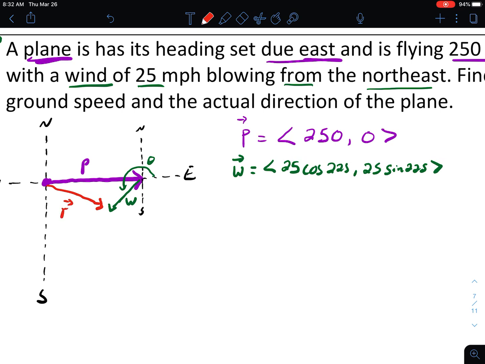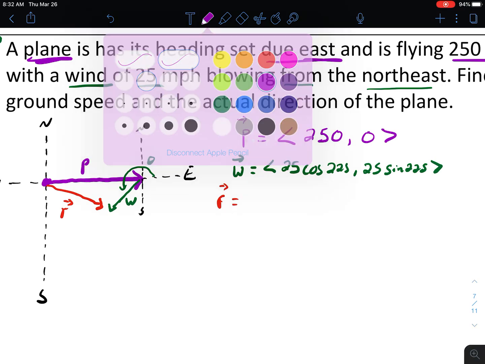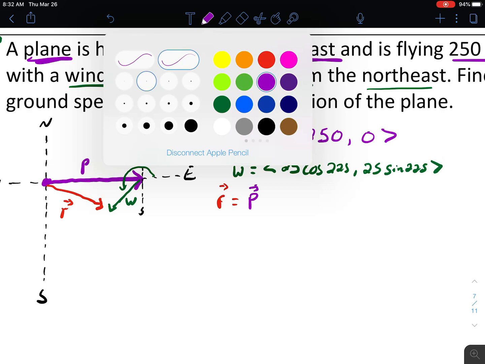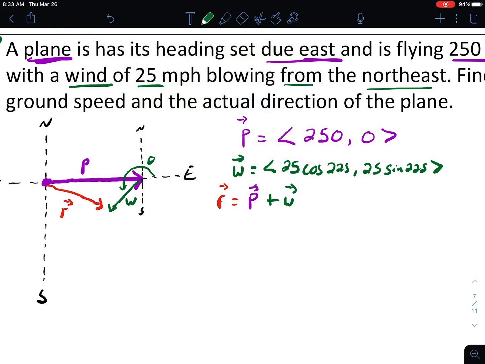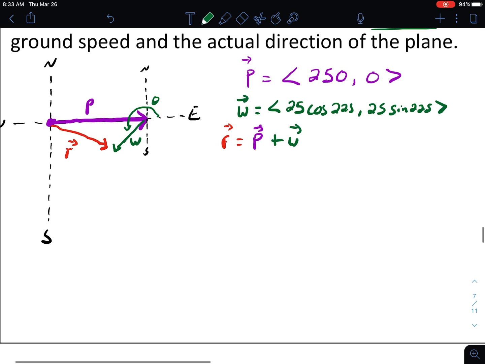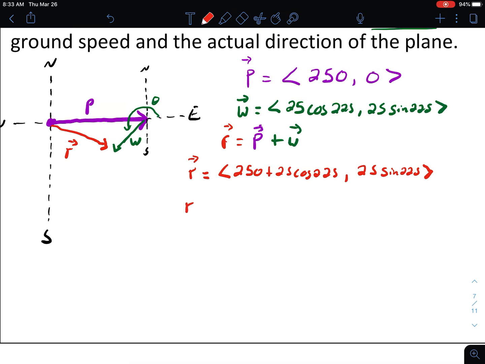And the resultant vector is going to equal the addition of the plane and the wind. So R is going to equal plane vector plus wind vector. So I just have to add those two together. And then we can worry about finding ground speed and the direction. So R is going to equal, add the x components together, so 250 plus 25 cosine 225. And then the y component, because the plane had 0, would just be 25 sine 225.